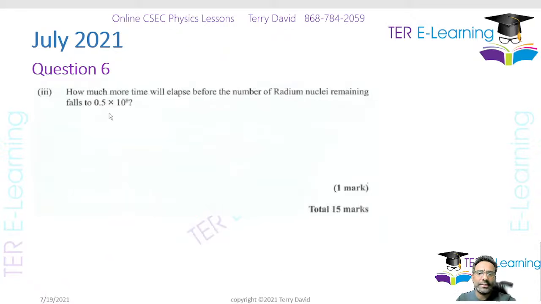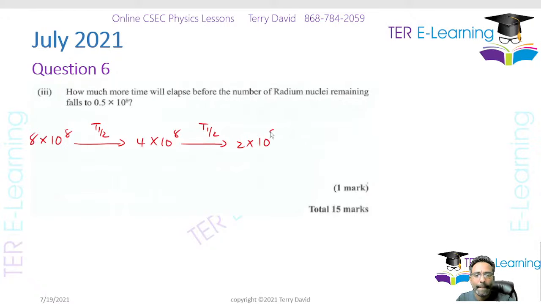And then the last part: how much more time would elapse before the radium nuclei remaining falls to 0.5? So remember, you started off with 8 by 10 to the 8. Then after 1 half-life, I'm just doing it like this again for you all, this is 4 by 10 to the 8. And then our next half-life, you would have gone to 2 by 10 to the 8. Then we were at this point, 1 by 10 to the 8. That's the first part of the question.